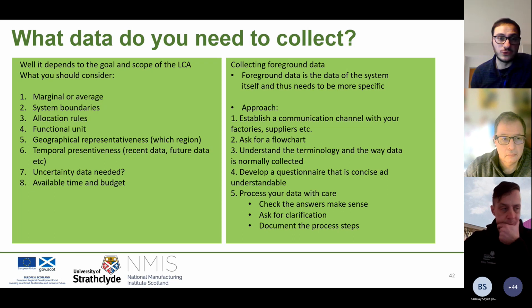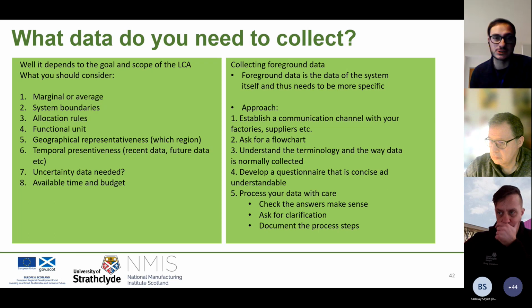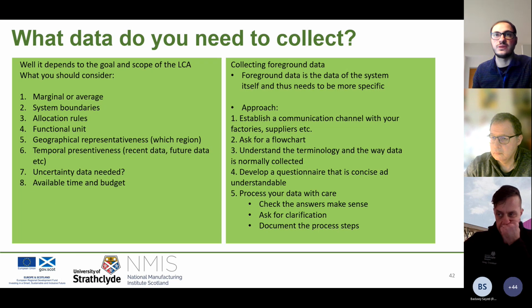So if you want to collect foreground data or primary, then it needs to be a little bit more specific. The approach that you should follow in that stage is that you should establish a communication channel with your factory, suppliers, etc. Because what you need is good communication to be able to access all this data. Ask for a flowchart. It's the simplest way for people to tell you where you're wrong. They will give you the flowchart, or you will create a flowchart. They will tell you where you're wrong, and this is the best way to capture information that somehow they didn't think it would be beneficial for you to know.